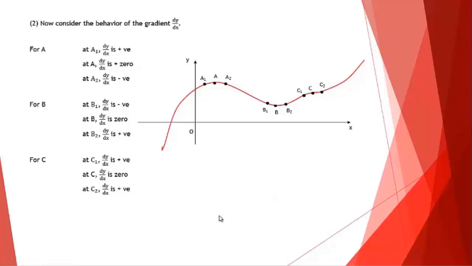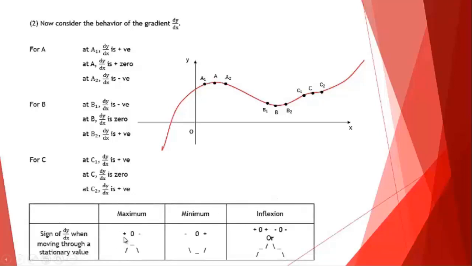That is, for a maximum point, the sign of dy by dx moving through the stationary value is positive at the beginning, then 0, and negative at last. For a minimum point, it's negative at the beginning, then 0, and dy by dx is positive at the end. For inflection, there are two types.